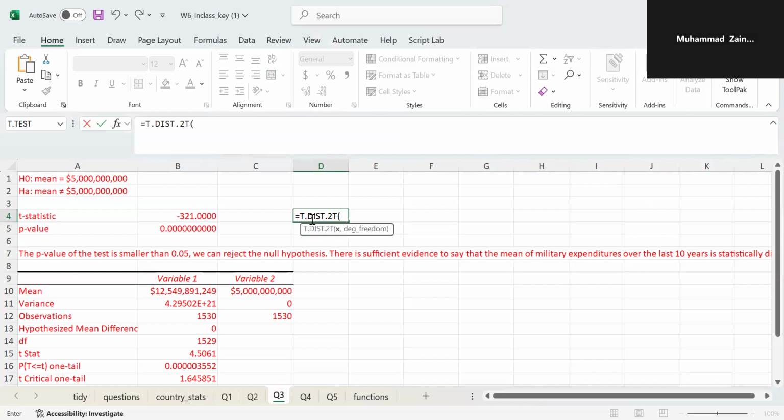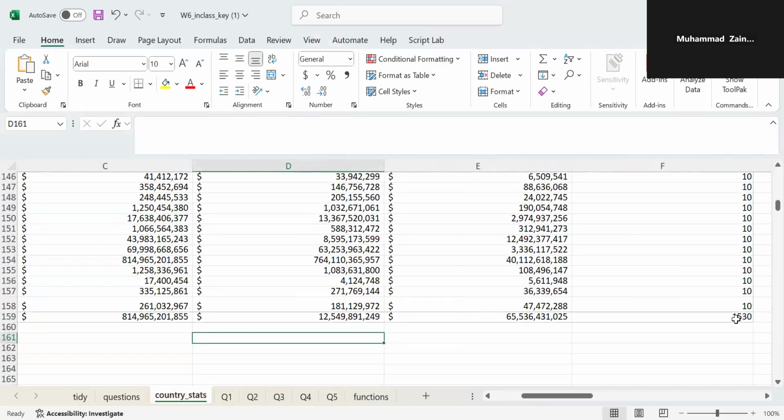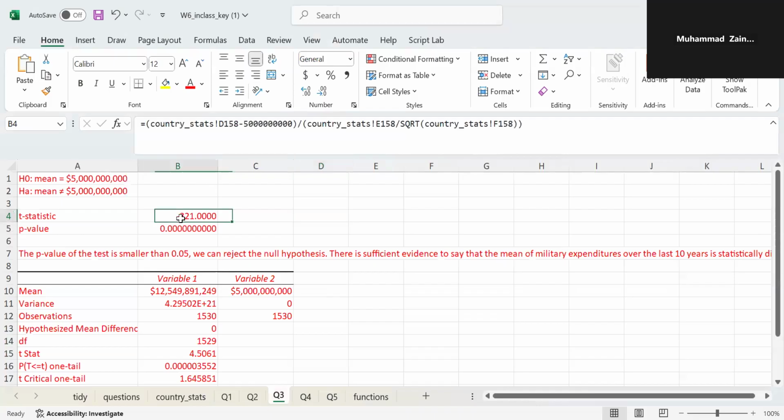And if you see here, it's going to take the X value, which is your 5 billion, and then it's going to take your degrees of freedom. Your degrees of freedom is basically n minus 1. So you had the n here at 150, 1530, so the n minus 1, right? And your x would be basically your mean minus the value of the mean in your null hypothesis.